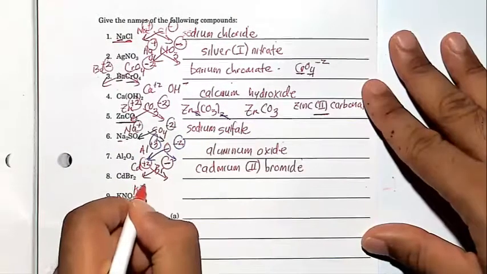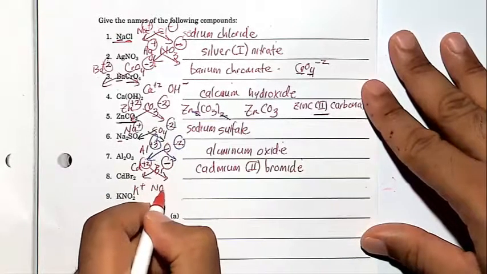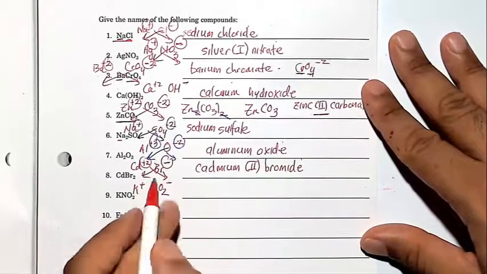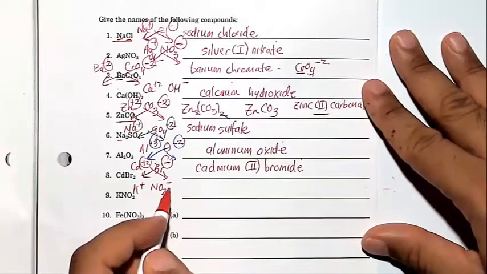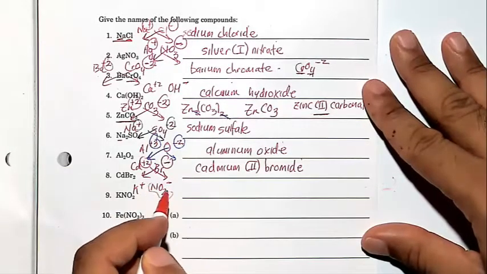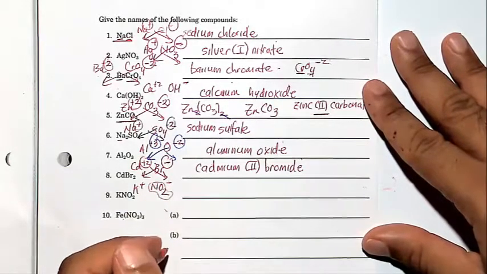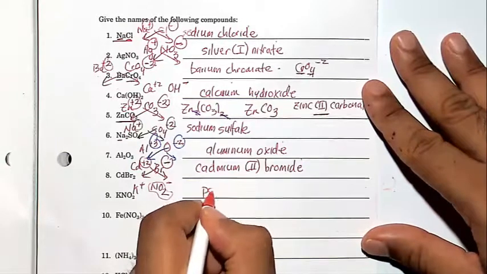K is K+, potassium. Nitrite is NO2 minus. This is a polyatomic ion, but that minus sign is in this whole unit. So this is going to be potassium nitrite.